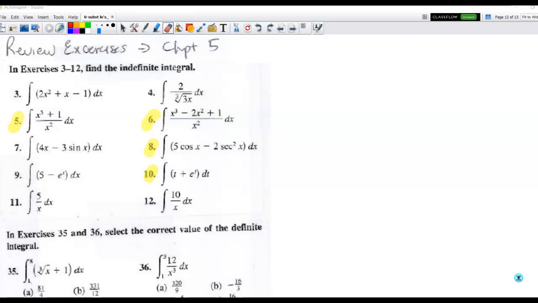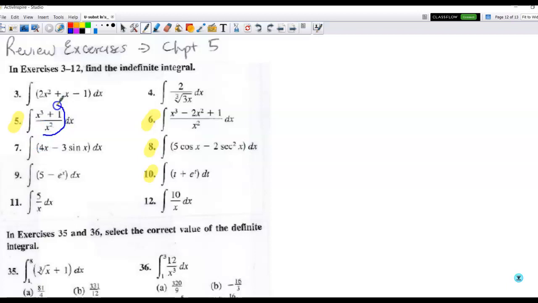These are the review exercises from Chapter 5, and in this set we're going to look at a variety of integration problems. So it's going to be important to analyze the problem and determine the best strategy to proceed. So let's jump right in with problem number 5.